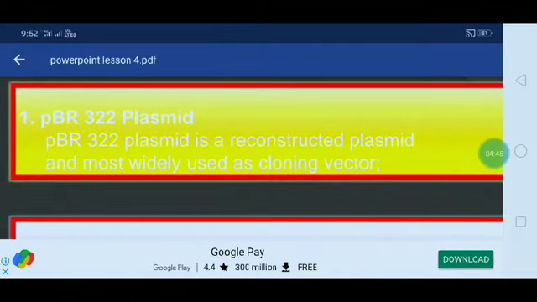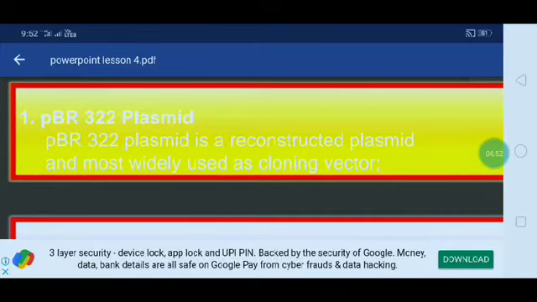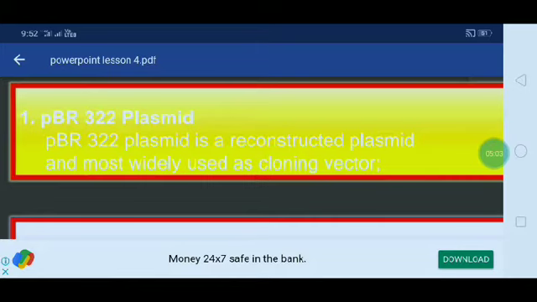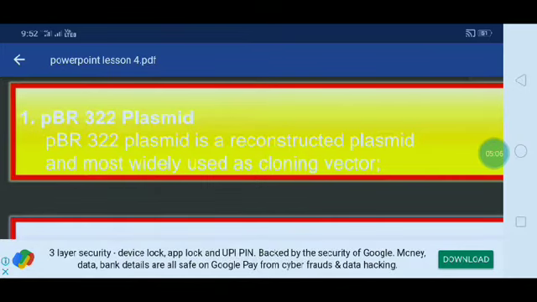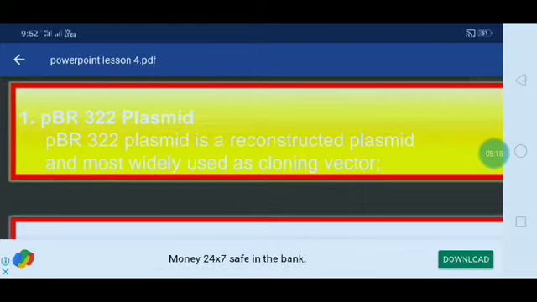Then another important one is a typical plasmid, the pBR322 plasmid. The pBR322 plasmid is a reconstructed plasmid. What do you mean by reconstructed? It is constructed again, so it is called a reconstructed plasmid. The name denotes several things: p denotes plasmid, BR stands for the scientists Bolivar and Rodriguez, and 322 is the laboratory number of the plasmid.